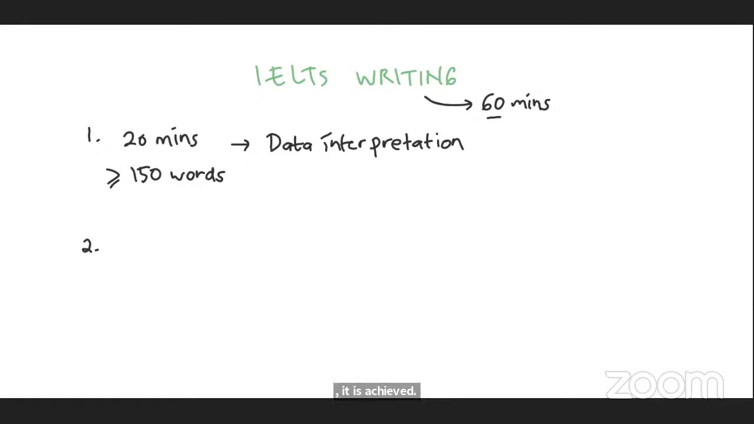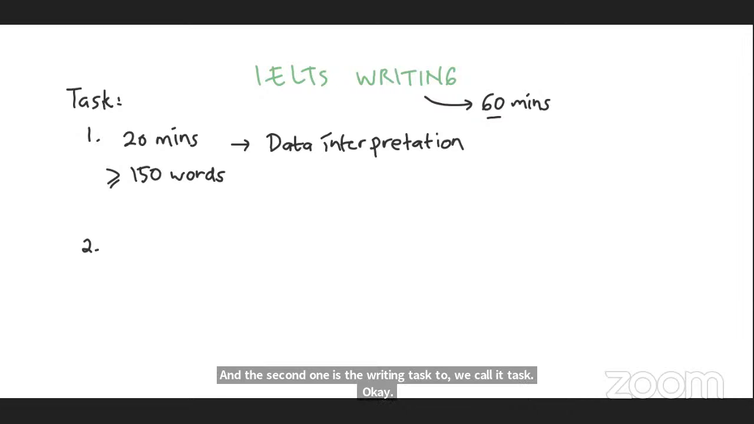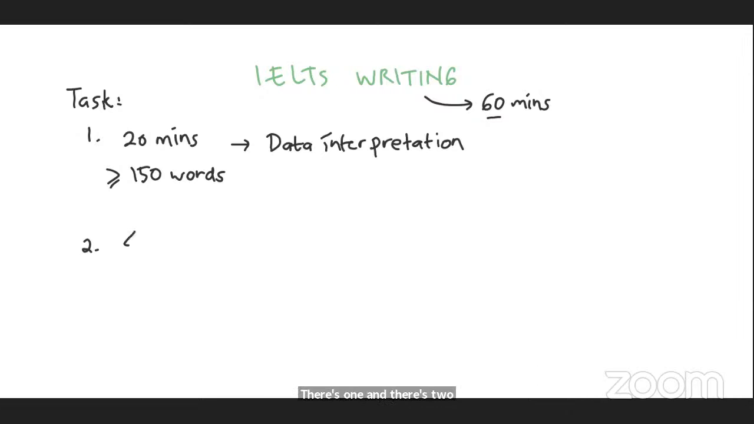Okay, and the second one is the writing task 2. We call it task. Okay, there's task 1 and there's task 2. In task 2, you're going to spend about 40 minutes, and you will have to write 250 words. Okay, so if we compare it, it makes sense that you will have more time in writing task 2.